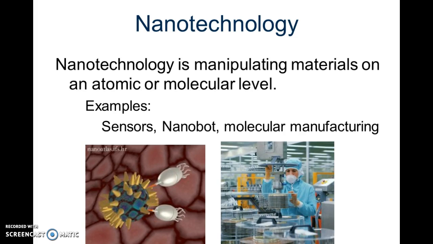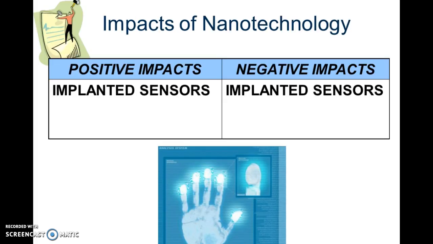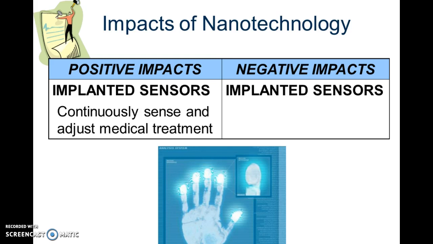Nanotechnology is manipulating materials on an atomic or molecular level. Examples are sensors, nanobot technology, and molecular manufacturing. Positives are implanted sensors that can adjust your medical treatment. Negatives of nanotechnology could impede upon your privacy.